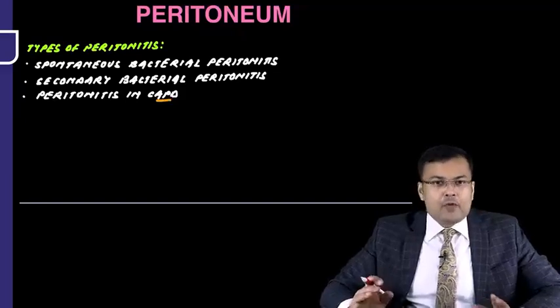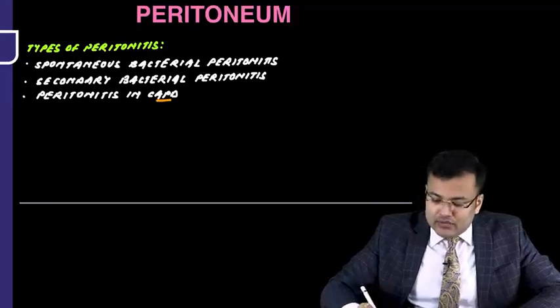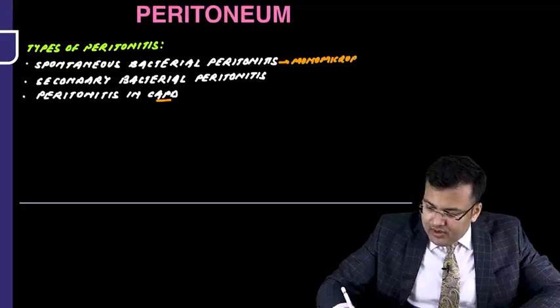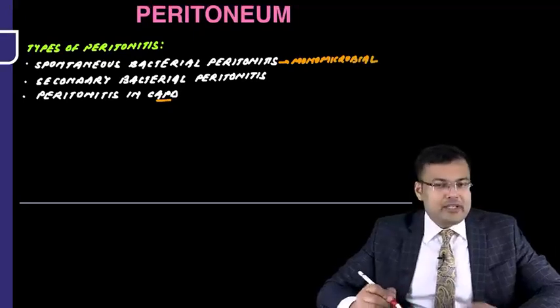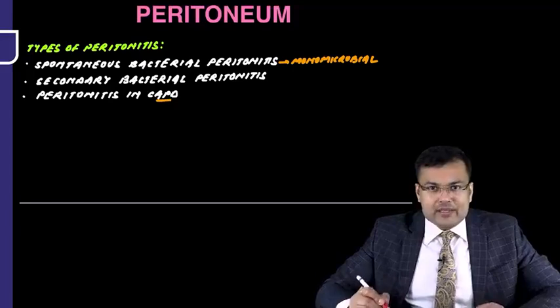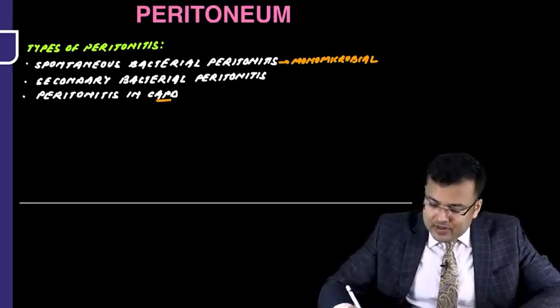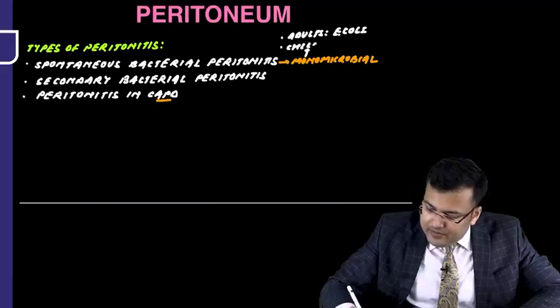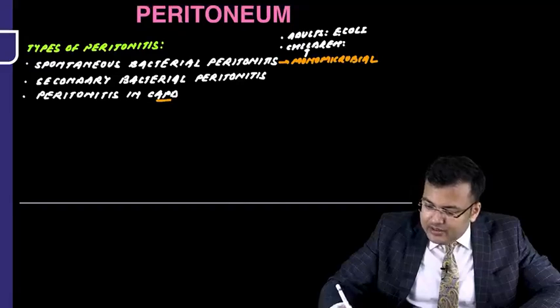Question: what is the most common organism responsible for spontaneous bacterial peritonitis? The infection is monomicrobial. In adults, the most common organism is E. coli, and in children, it is group A streptococci.